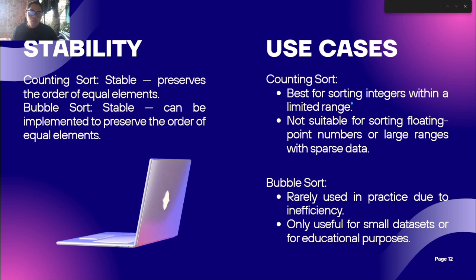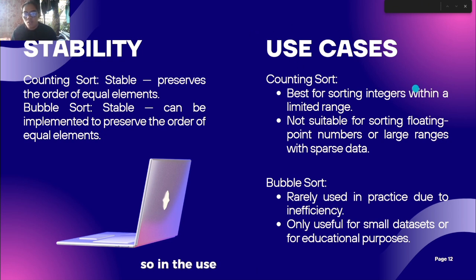So let's move on to stability. Both of the algorithms are stable, which means if two numbers are the same, they stay in the same order they were in before sorting. This is useful when sorting things like students with the same scores in a test.